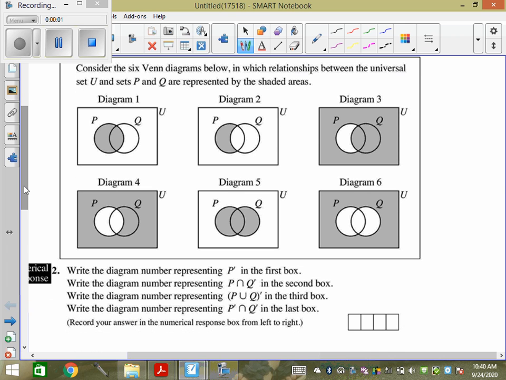So we have, it says, consider the 6 Venn diagrams below in which relationships between the universal set U and sets P and Q are represented by the shaded areas. So wherever it's shaded is where you would shade. It exists, right? Okay. So we want to pick the one where it's not P. So the only thing that shouldn't be shaded is P. So it's 4.